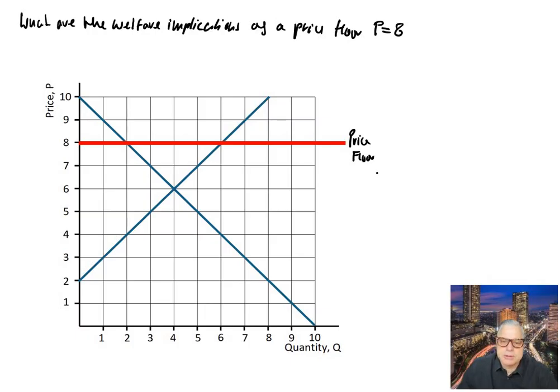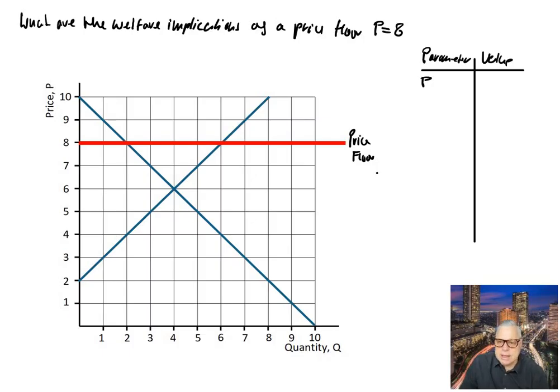So a price floor is above the equilibrium price and the price ceiling is below. And another word for price floor is minimum price, and another word for price ceiling is maximum price. And now we can do again our welfare analysis. So we have our various parameters. And we have the value. Okay, so now the price is obviously 8 because that's what the government mandates.